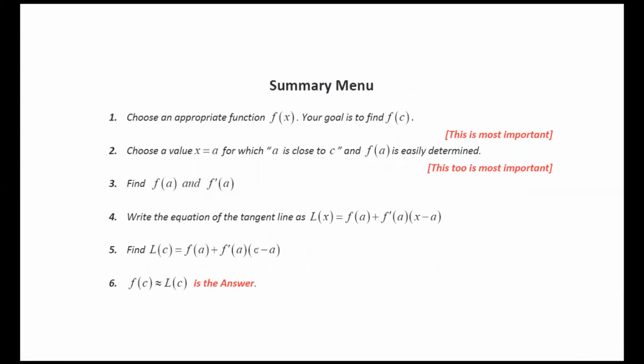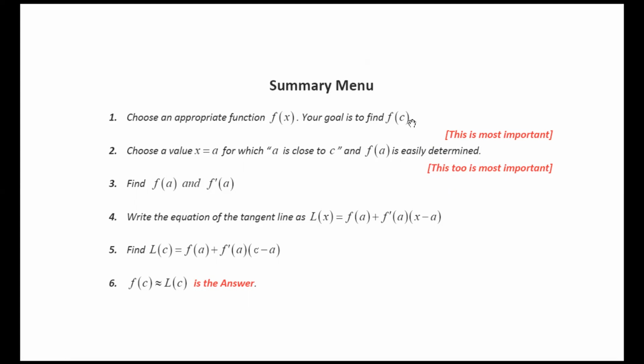So as a summary, the thing you've got to remember in doing this is you've got to choose a function that models well what you're looking for. In the case of the previous example, that was the square root of x. And your goal is to find f of c, that is the value of the function at c. So you're going to choose as your model, and put into your model, some number a that's close to c, that you know f of a for. And so we do that.